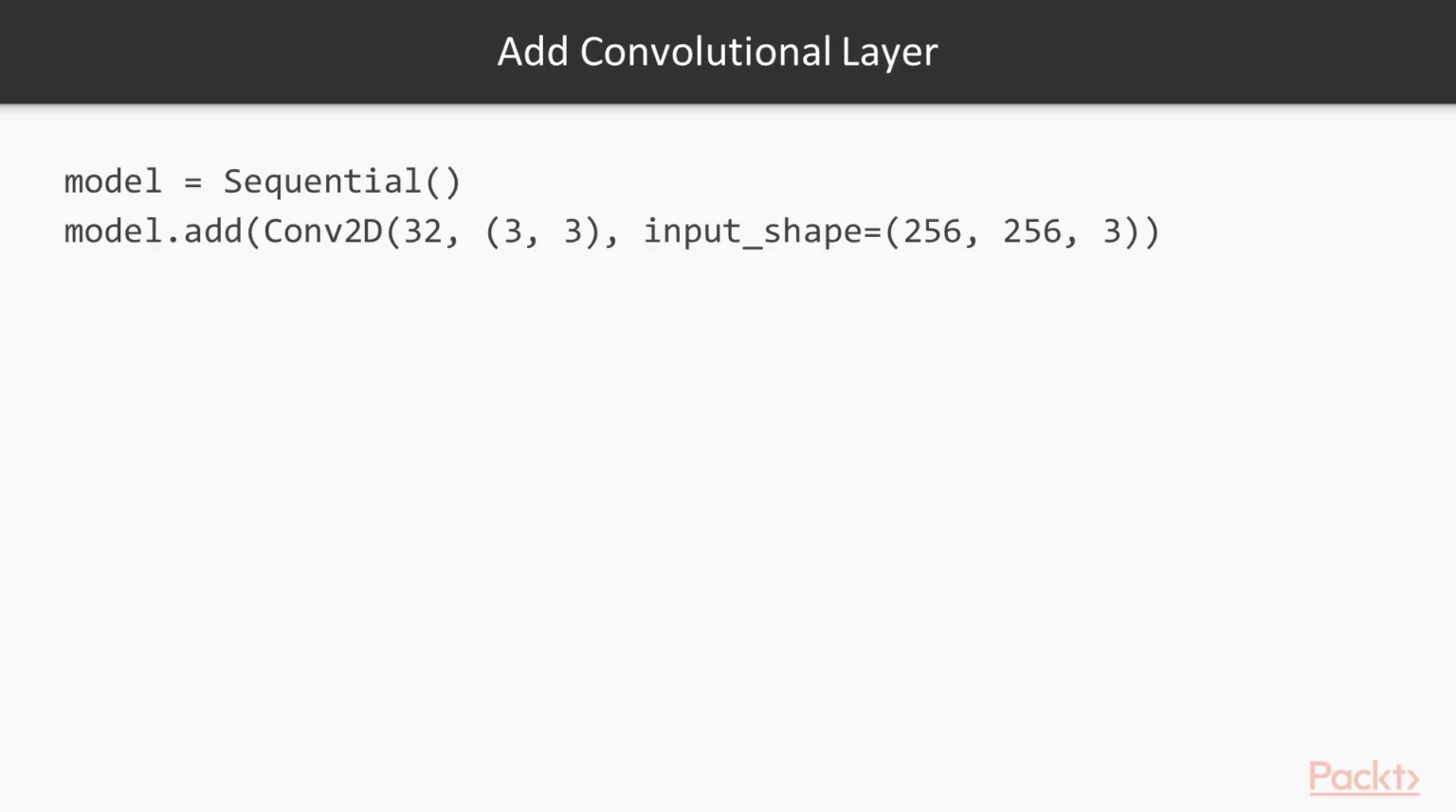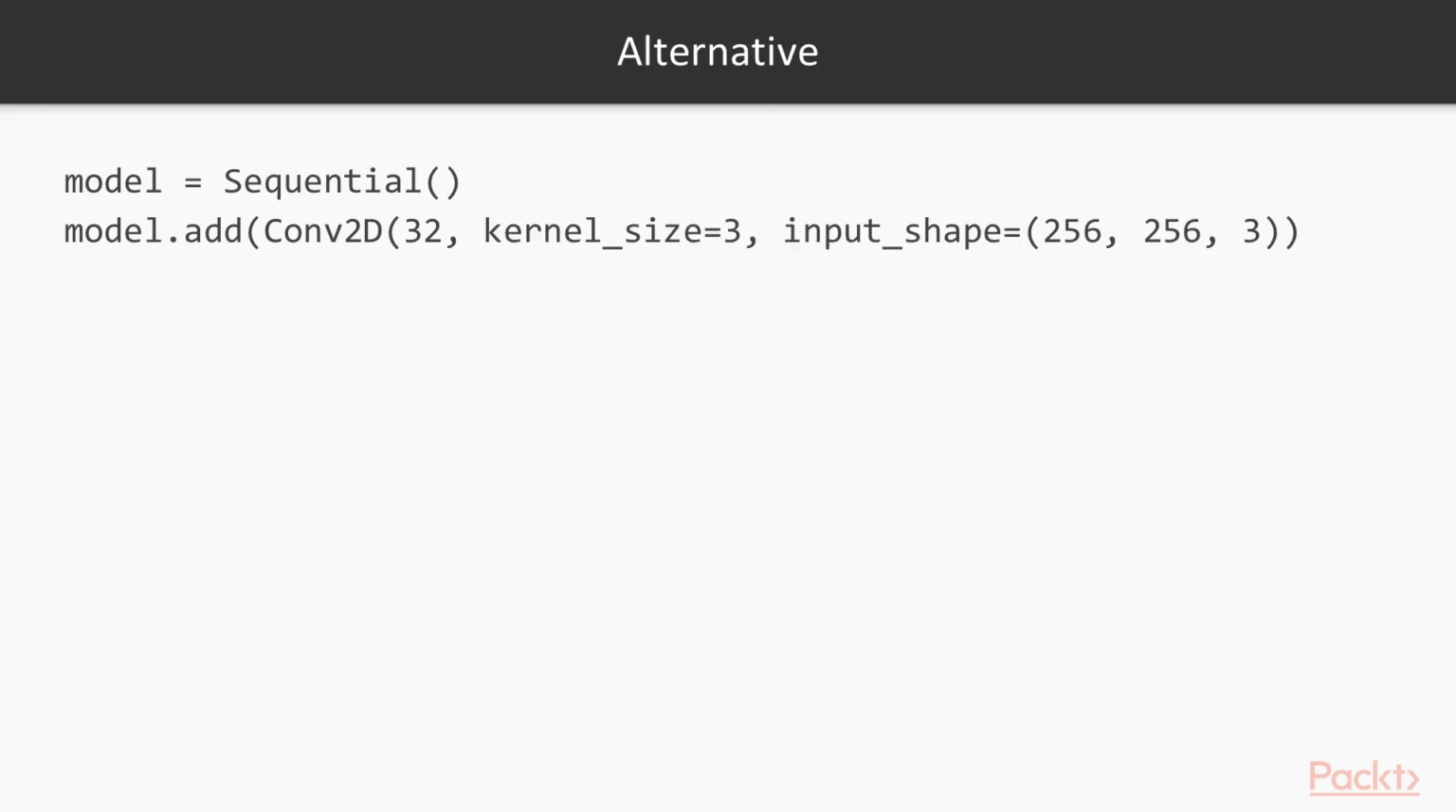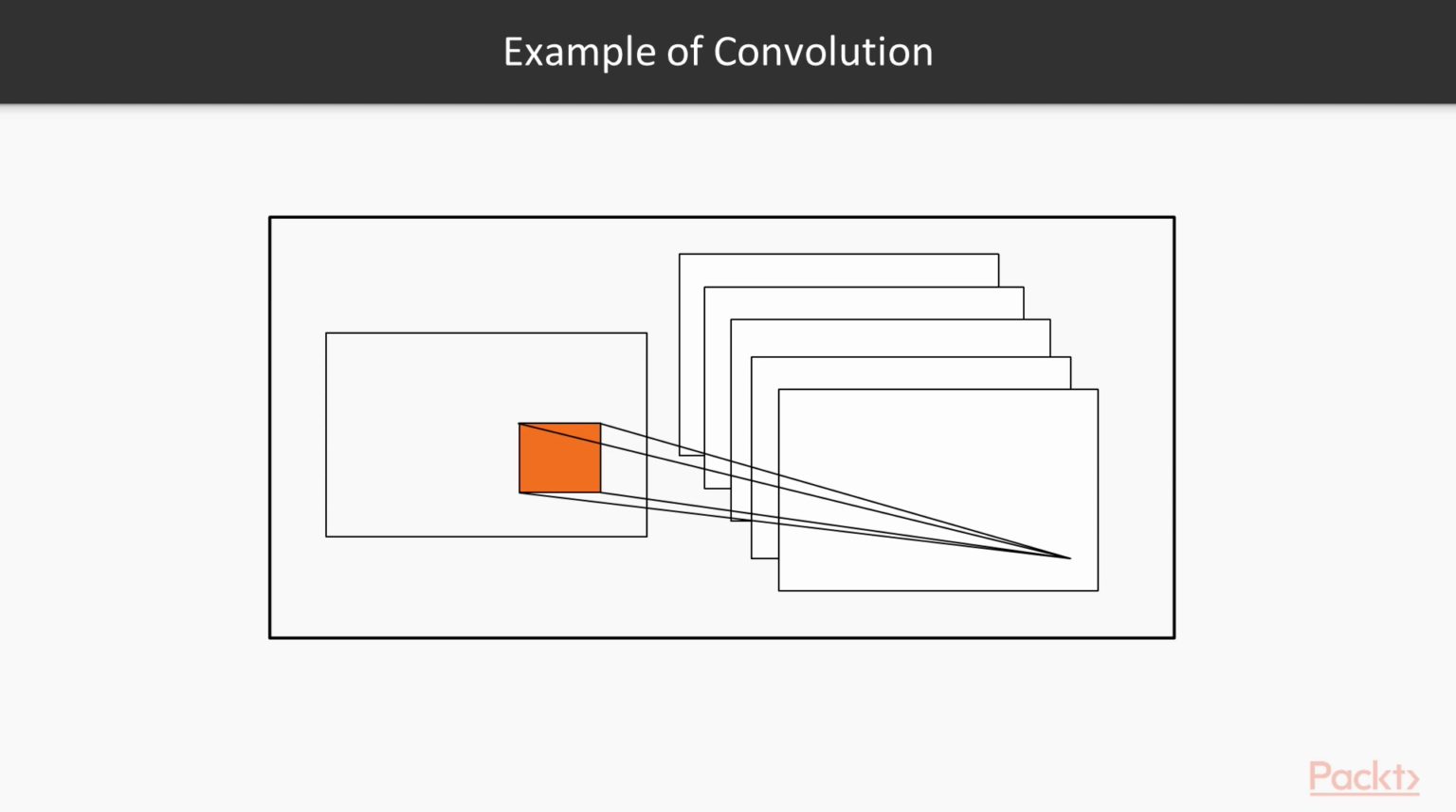In Keras, if we want to add a convolutional layer with dimensionality of the output 32 and extension of each filter 3 by 3, we will define these lines. Alternatively, we can define these lines. This means that we're applying a 3 by 3 convolutional on a 256 by 256 image with 3 input channels or input filters, resulting in 32 output channels or output filters. An example of convolution is provided in this diagram.